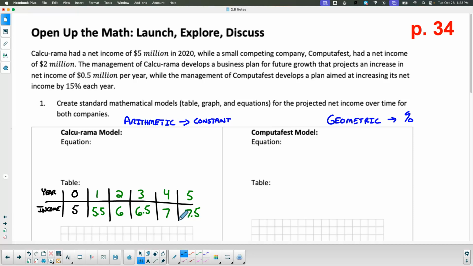Agree with my table for Calcurama? Yeah? Yep. So then your Calcurama equation should be, actually here, let me put it in function form. Income of x is going to be 1/2 x plus 5 when you're done with it, because we're always going up by half. That's where the 1/2 x comes in. And our y-intercept was 5. That's where our 0 x value is. Okay?